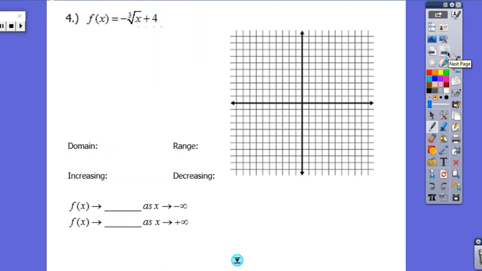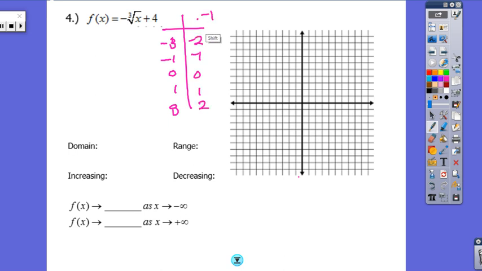All right, look at this one. Still a cube root. So get our parent points. Here a is negative 1, so we're going to change the signs. And here my h is 0 and my k is 4. So that's where I'm going to start counting. That acts like my 0, 0. So 0, 4.